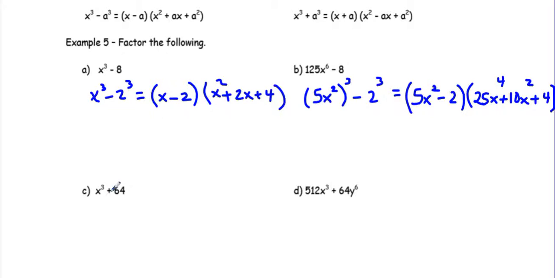Sum of cubes is very similar. So this is an example of a sum of two cubes because, of course, there's addition in between. This is a perfect cube, and 64 is a perfect cube. So I could write it like this, x cubed plus 4 cubed. And then we'll just write that as the cube root of each of those, which is x plus 4.